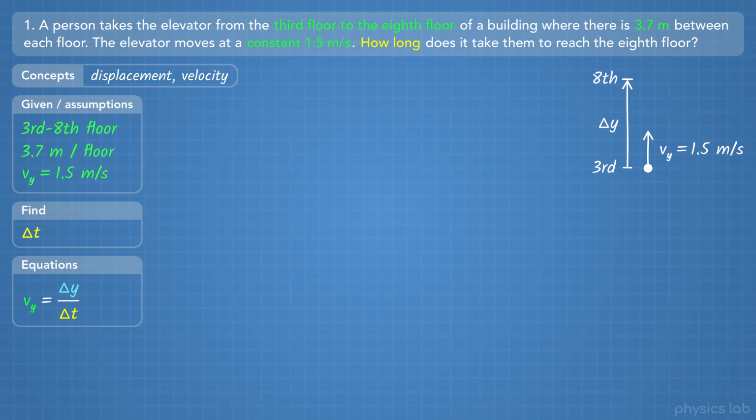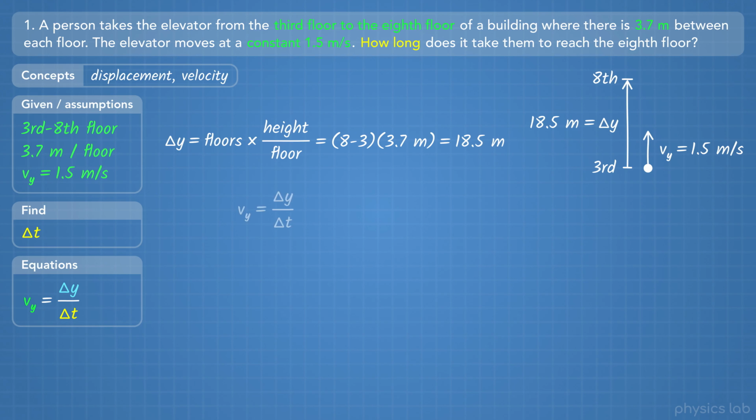Alright, so now let's work through the problem. First, let's find delta y. In this example, the elevator would travel 3.7 meters for each floor, so we can multiply the number of floors times the height per floor. That's 8 minus 3, or 5 floors, times 3.7 meters per floor. So delta y is 18.5 meters, which is how far the elevator travels.